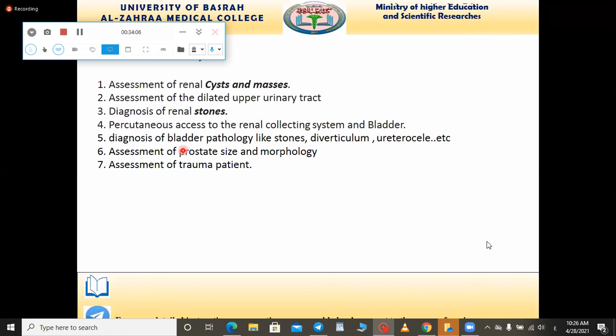Sixth, assessment of prostate size and morphology. Although we can assess the prostate size, of course, ultrasound cannot say whether it is benign or malignant. This is for histopathology, but it's very helpful in the assessment of prostate size and morphology. Lastly, ultrasound also has a role in the assessment, not the final diagnosis. How is that? In a trauma patient, ultrasound can see fluid surrounding the bladder or the kidney, so it gives us an idea about the presence of trauma. Not a final diagnosis, but very helpful in the assessment of trauma patients.